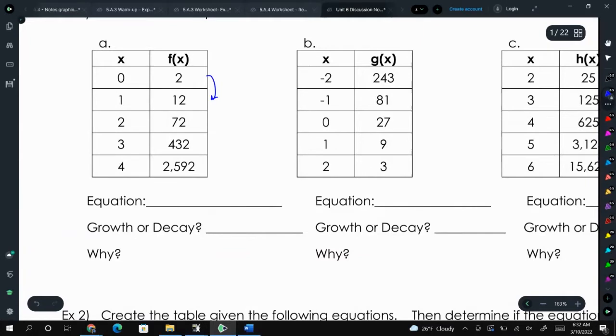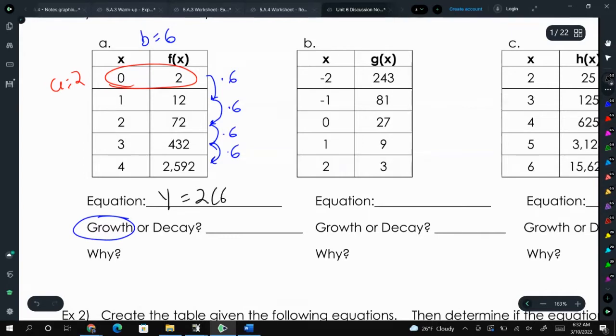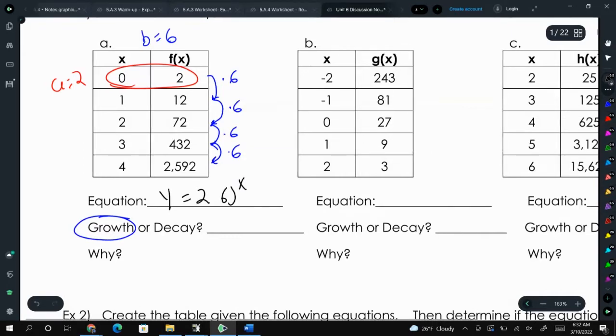So if we look at the y values here, see what's happening each time. We're multiplying by 6. So since we're multiplying by a number bigger than 1, this is going to be exponential growth. And our b value is 6. And our a value is our y-intercept, which is 2. That makes my equation y equals 2 times 6 to the x.